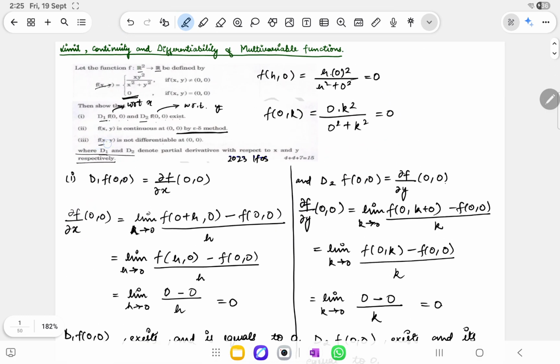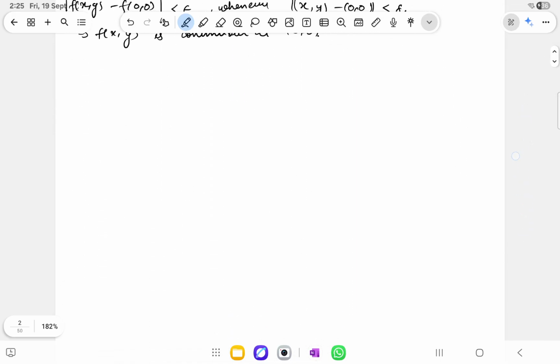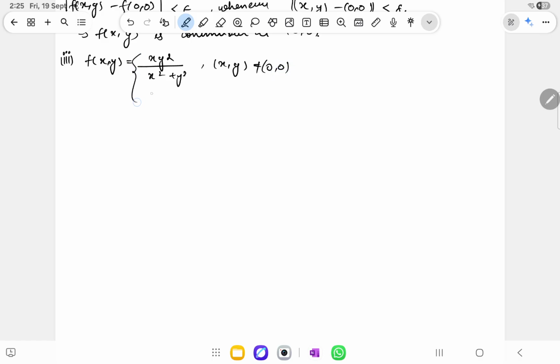So this basically proves the second part of the question, and in the third part we are supposed to show that the function f(x, y) is not differentiable at (0, 0). So let us do that part as well. The third part says that we are supposed to show that f(x, y) equals x y square divided by x square plus y square when (x, y) is not equal to (0, 0), and 0 when (x, y) equals (0, 0), is not differentiable at (0, 0).